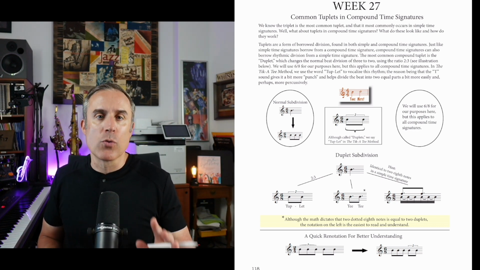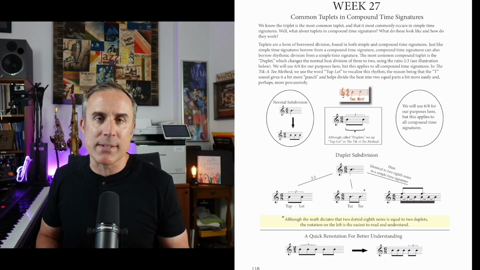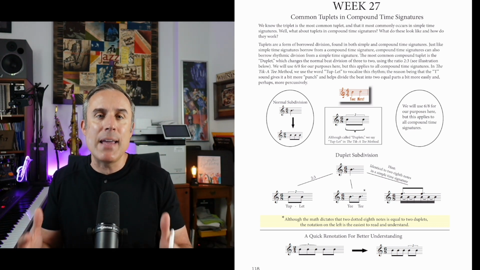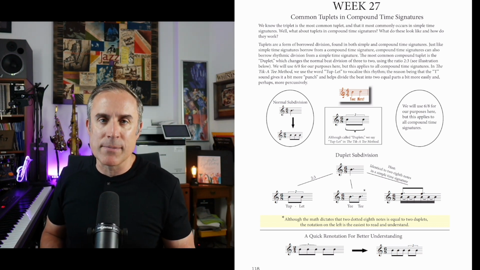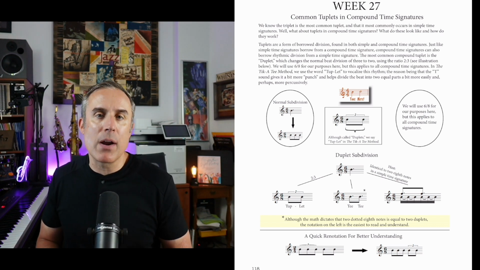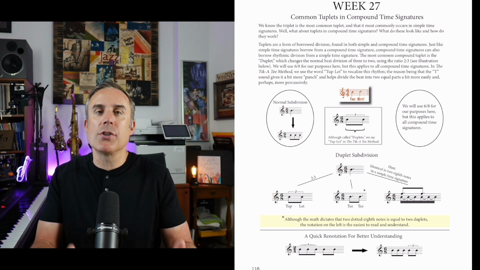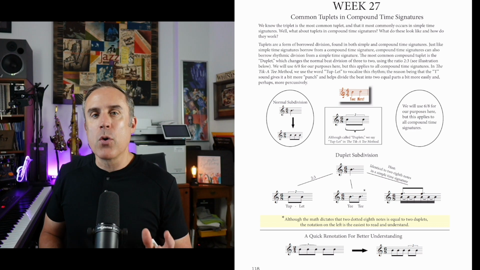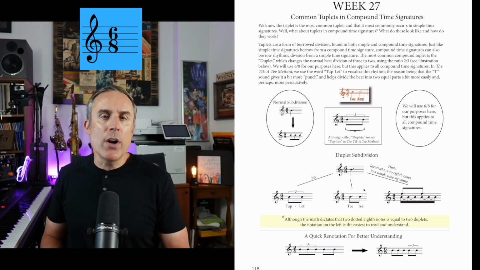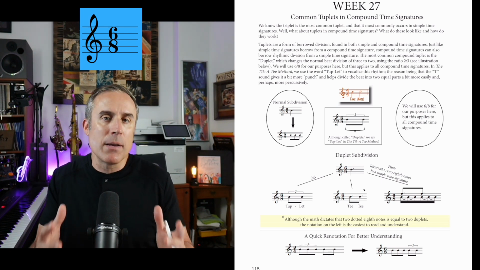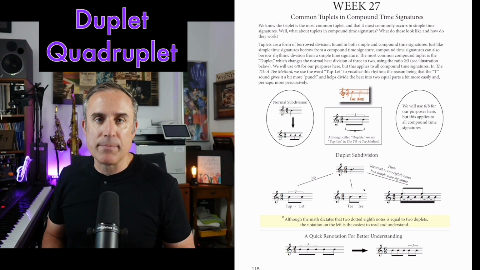When we label groupings of notes as triplets, duplets, quadruplets, quintuplets, these are specific labels or types of tuplets. I hope that makes sense. And as you can see from the diagram and the examples below, we're talking about borrowed divisions from a simple time signature to a compound time signature. For week 27, I'm going to focus on 6/8 as our time signature, and we're going to hone in on 2 different simple time signature subdivisions, the duplet and the quadruplet.